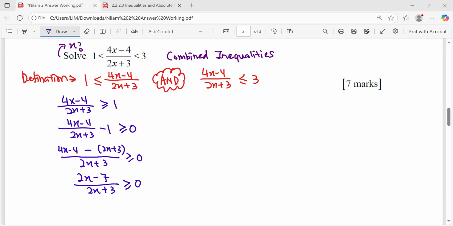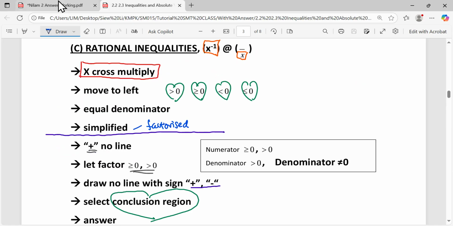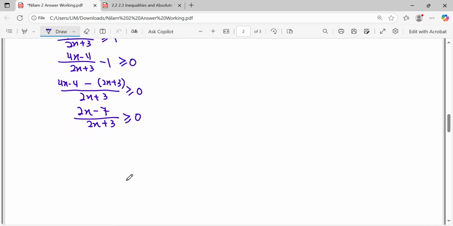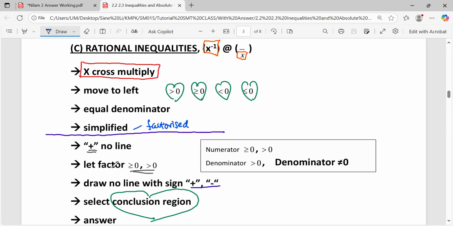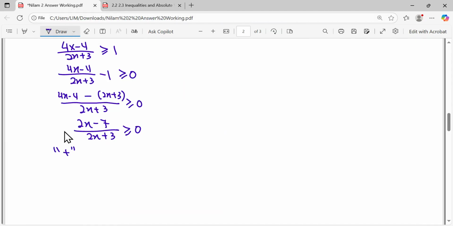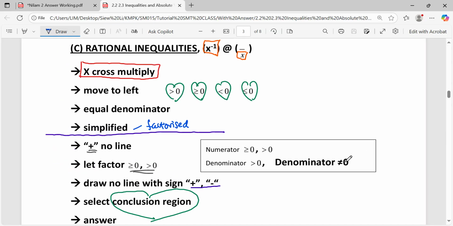So this is my rational inequality that is already simplified. This is linear, so we don't need to factorize. Now I will use the method of positive number line to find out which region gives this fraction positive. With the positive number line, we start by letting the factors be positive. So we assume 2x minus 7 is more than or equal to 0, and the denominator, be careful, is just more than 0, because the denominator cannot equal 0.